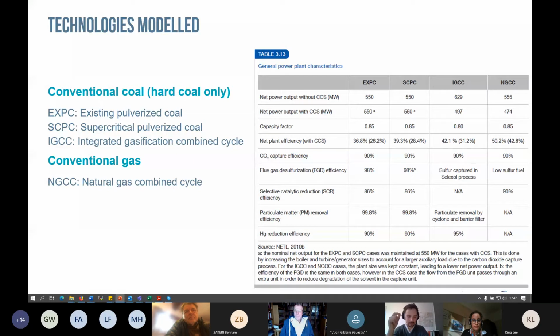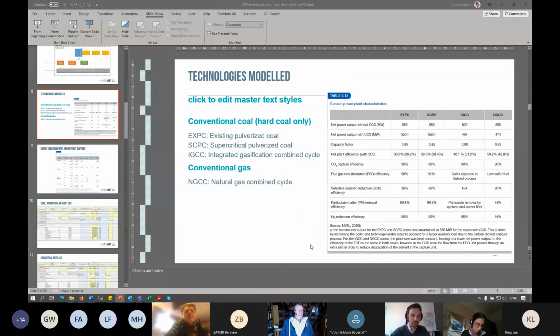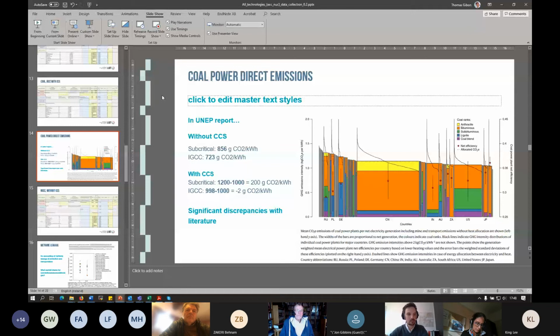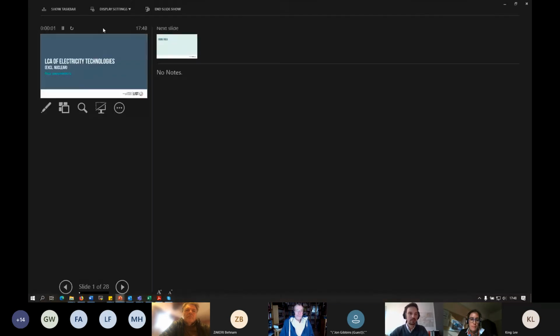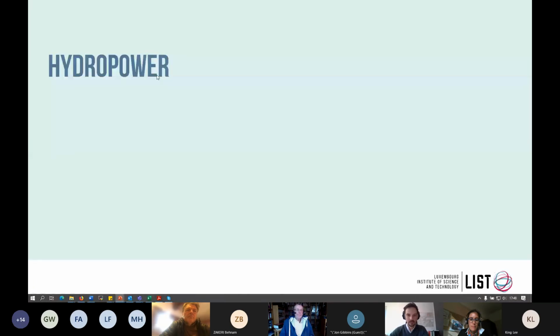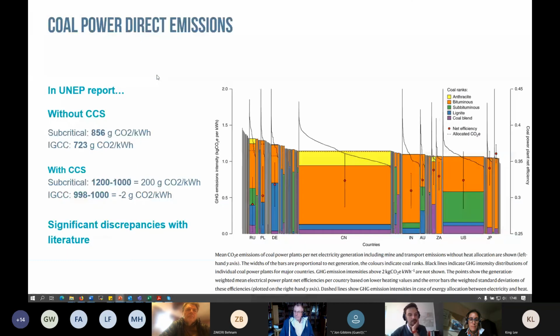Because one thing I found is that since the UNEP report, for example, I have a slide on that, but fossil fuel efficiencies seem quite low in the UNEP report, and it's something I would like to check probably with you. That, for example, it's coming back from the beginning. This one. What we found in this report is that without CCS, for example, coal would be under 900 grams of CO2 per kilowatt hour in total, so in a life cycle.